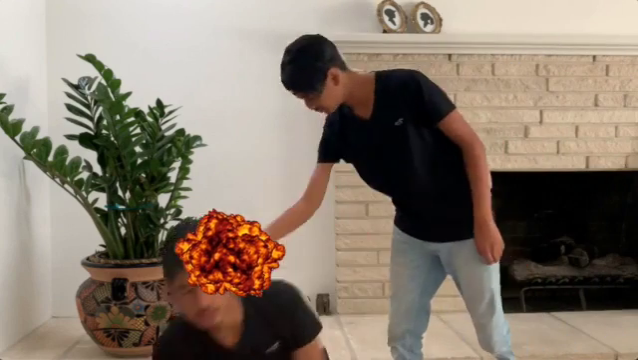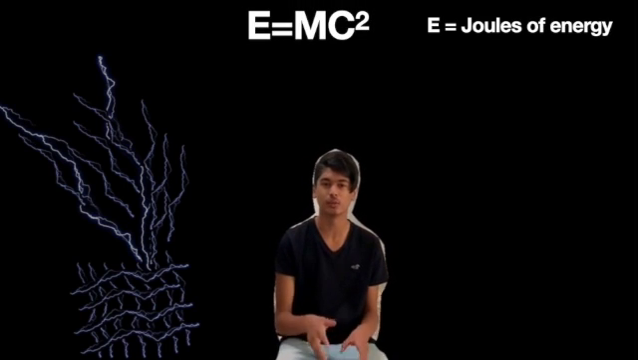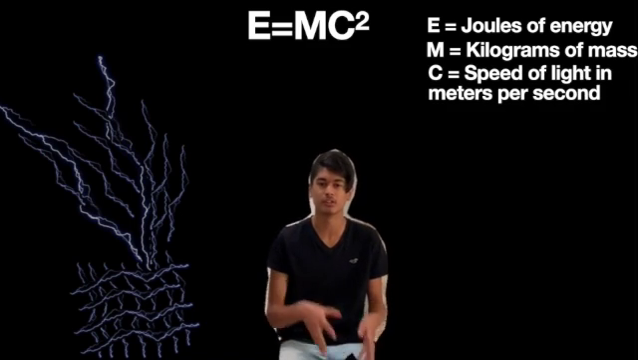Have you ever heard the equation E equals mc squared? You, along with most others, probably have. It's one of the most mind-blowing, world-altering equations ever. And this equation essentially says that energy in joules is equivalent to mass in kilograms times the speed of light in meters per second squared.